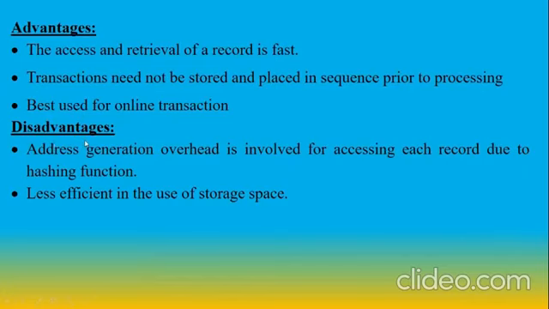Next is the disadvantages. Address generation overhead is involved for accessing each record due to the hashing function. That is, address generation should be done before accessing each record. So using the hashing algorithm, for each file there will be a record key, and using that record key only, we can access the record directly from the device. Next, it is less efficient in the use of storage space. Here we are using a hashing algorithm and creating a record key for the files, so it takes more space to store the files. So these are the disadvantages.